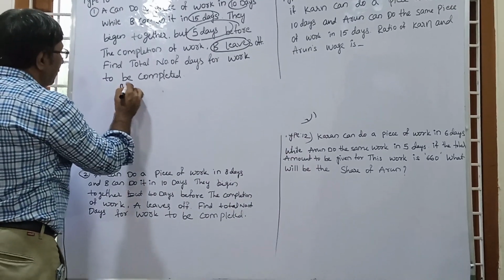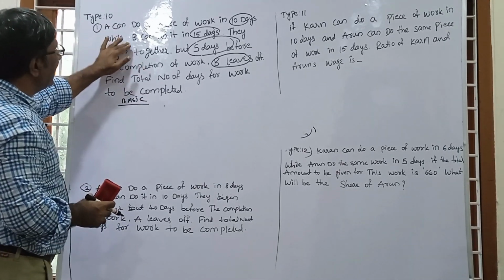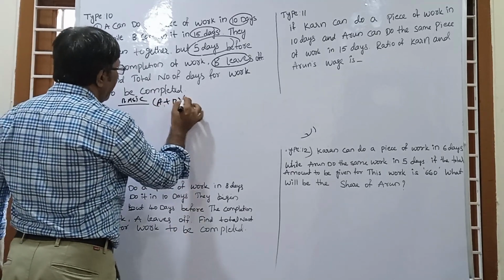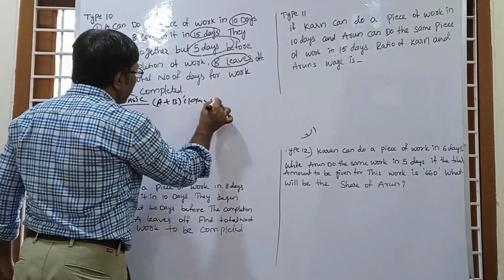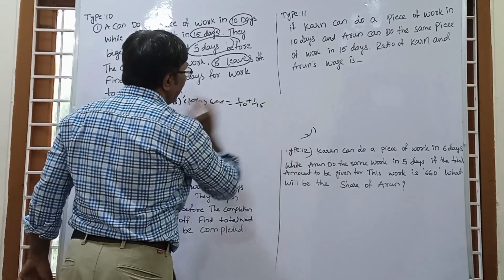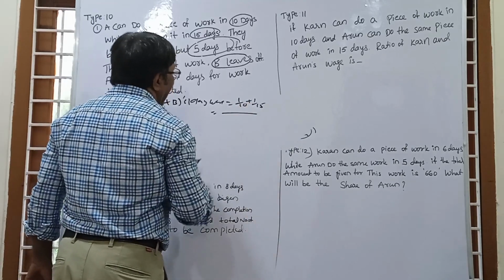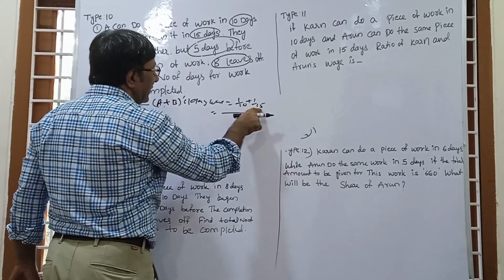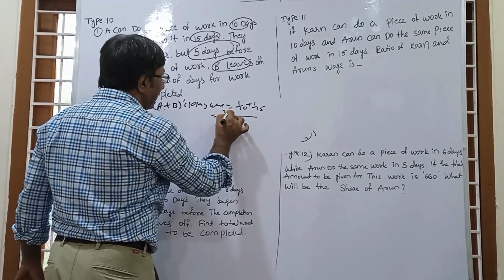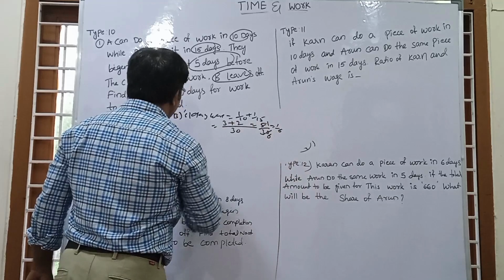The basic method of this question is simple. A does the work in 10 days and B can do it in 15 days. A plus B's 1 day work will be 1 by 10 plus 1 by 15. The LCM of 10 and 15: 5 twos are 10, 5 threes are 15, so the LCM is 30. 10 threes are 30, 15 twos are 30. So it is 5 by 30, which is 1 by 6. So this is the 1 day work.